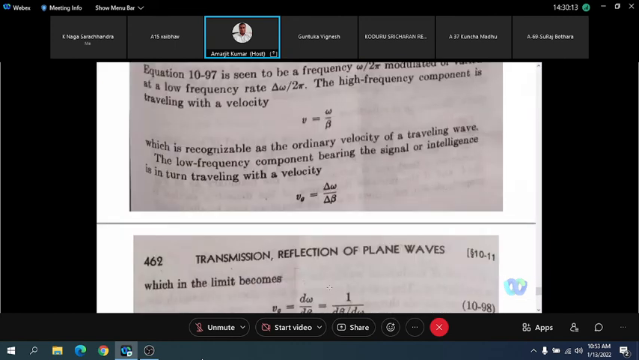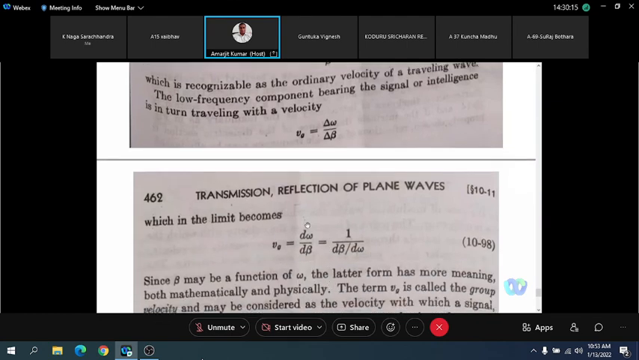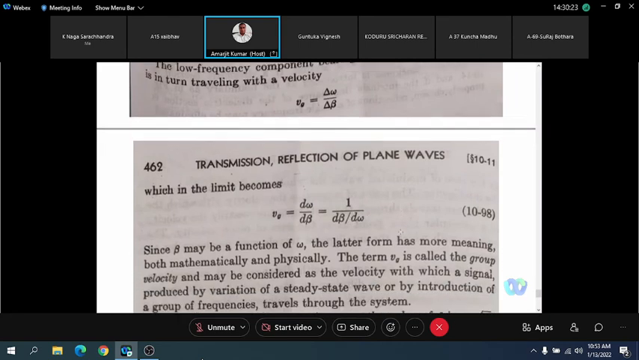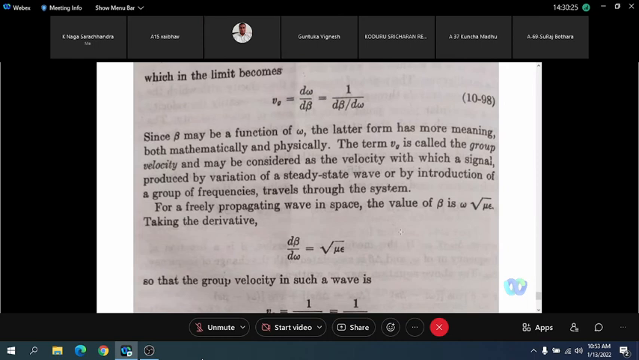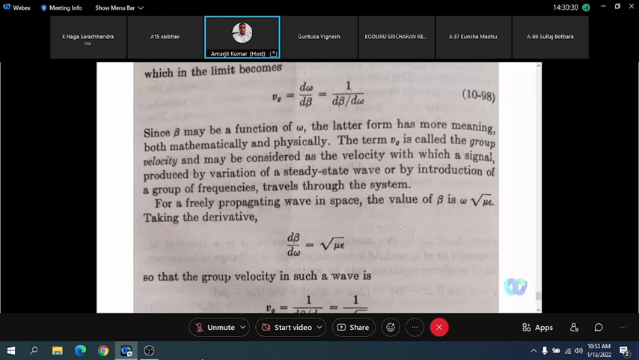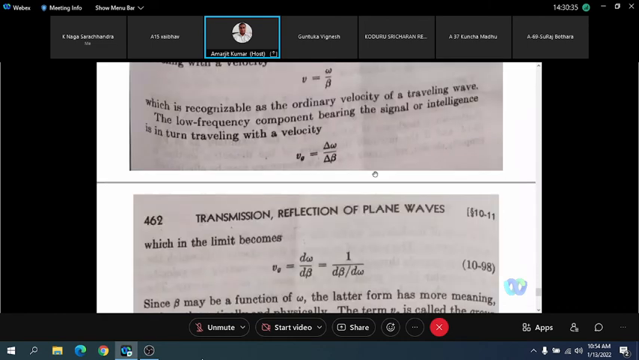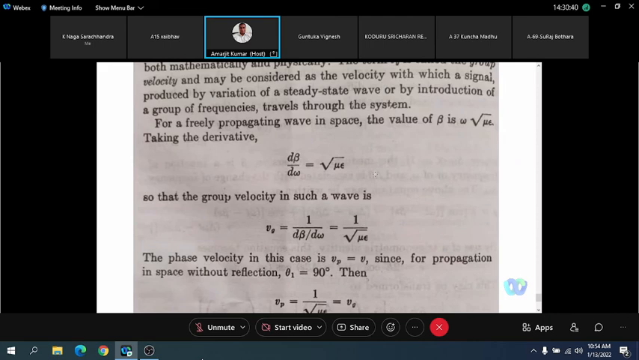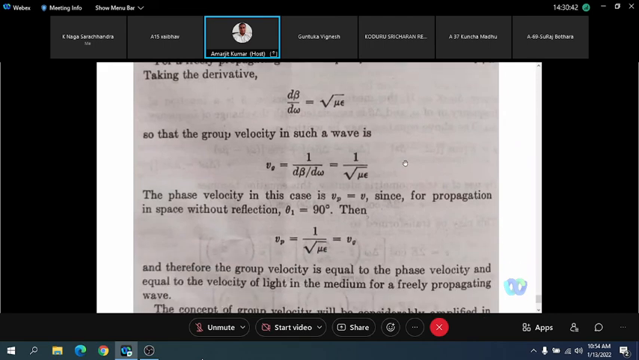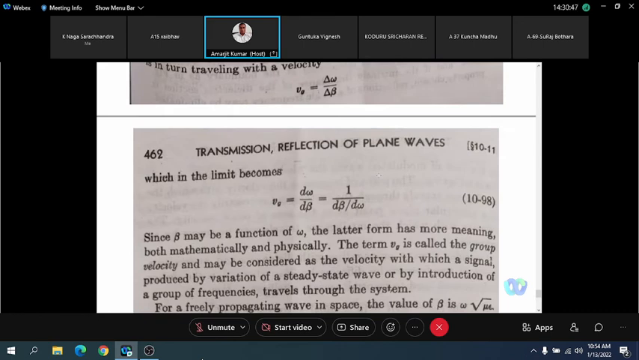for free space medium, the group velocity is delta omega upon delta beta, so it is d omega upon d beta, and this we have derived actually, the group velocity. But in free space, what will be the phase velocity and group velocity? From this formula, d beta by d omega is equal to 1 upon Vg, where Vg is equal to d omega by d beta. So d omega by d beta is coming equal to 1 upon root mu epsilon, because for free space beta is equal to omega root mu epsilon.